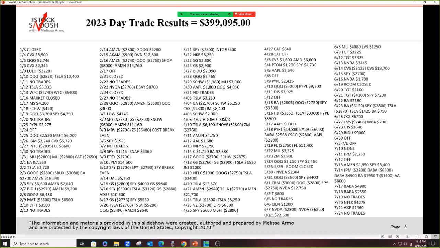So I'm showing here the results for the beginning of 2023. Hard to believe. Here we are midway through August. Tomorrow is August 15th, so we will be halfway through the month of August as of tomorrow. Again, 7.5 months through the year. It's almost the holidays in a few months. It's really hard to believe.